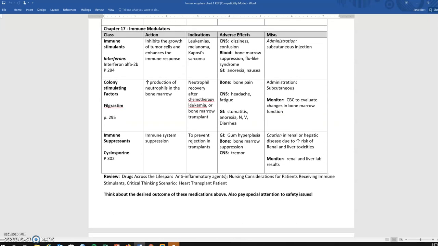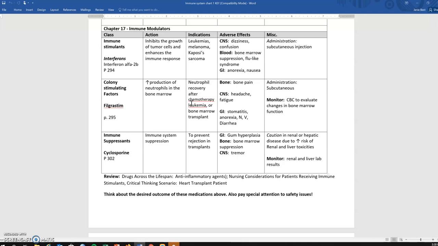Chapter 17 discusses the immune modulators. Interferons are immune stimulants that inhibit the growth of tumor cells and enhance the immune response. They are typically given for individuals with leukemia or melanomas or Kaposi sarcoma.